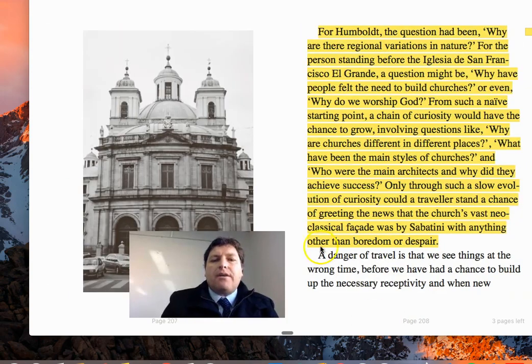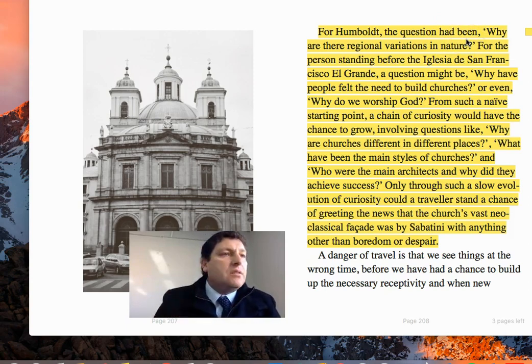Goes on, and then I've highlighted this bit here because I like this sequence, because what we get is a sequence of questions. We also have next to it a photo of the Iglesia de San Francisco el Grande, which is a church, of course. So for Humboldt, the question had been, why are there regional variations in nature? That's Humboldt's question. And he gives us this question had been. For Humboldt, his question was. For Humboldt, this is how he felt.